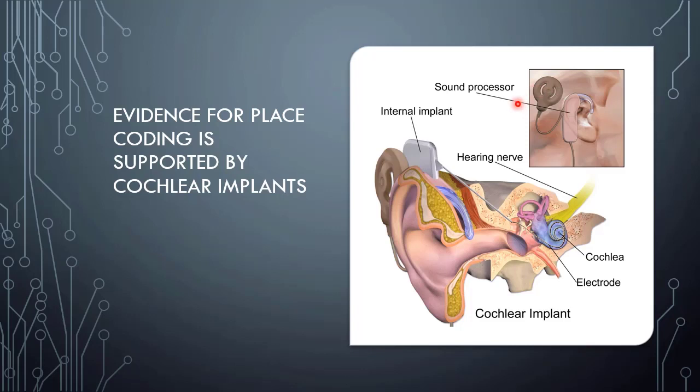So this is a really cool way that we can show this place coding that we see inside the cochlea. The fact that cochlear implants work and are able to recreate the perception of sound just by activating these neurons in somebody that might have a congenital hearing defect or something like that is really strong evidence for the way that this entire system works.